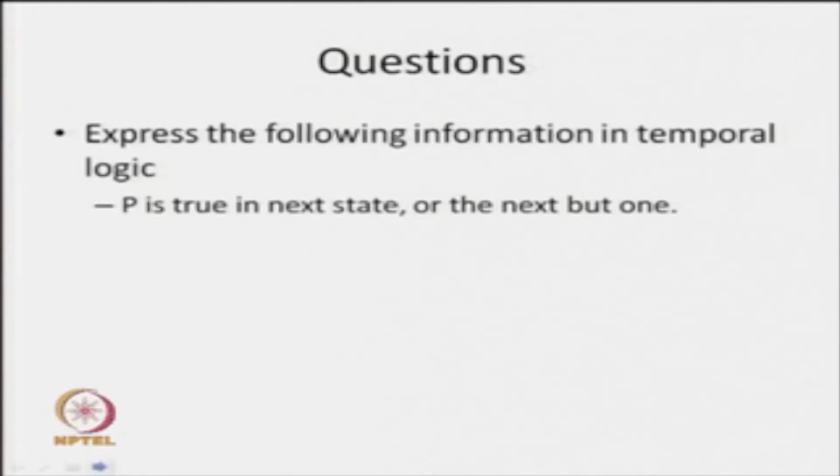Now, look at another one. I am saying: express the following information in temporal logic. We are having some behavior, and we want to reason about whether we can express it with temporal logic or not. The information is: P is true in the next state or the next but one. Here you just think that P is an atomic proposition. Since an atomic proposition is a temporal formula, it can be replaced by any temporal formula phi also. That means P is true in the next state or in the next but one. Now, can it be expressed in temporal logic?